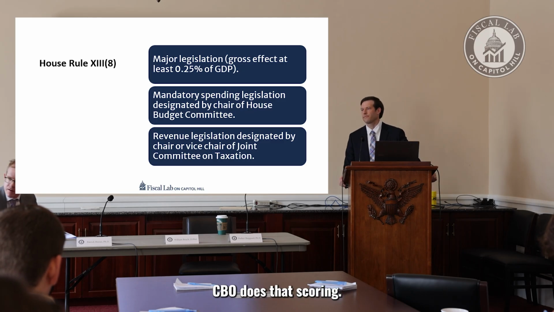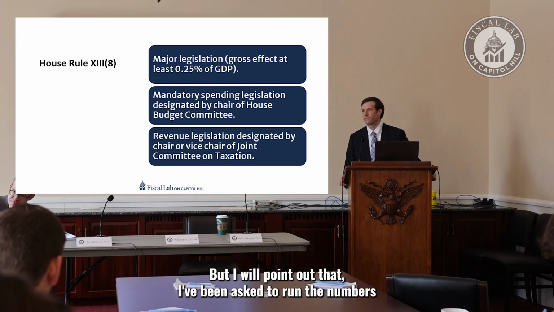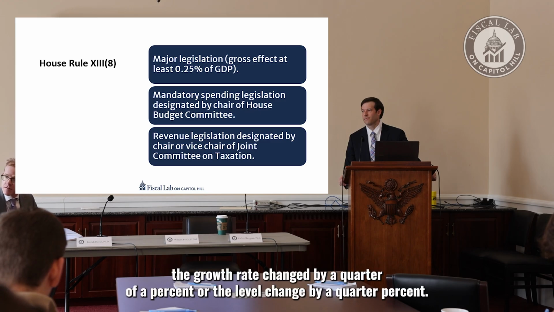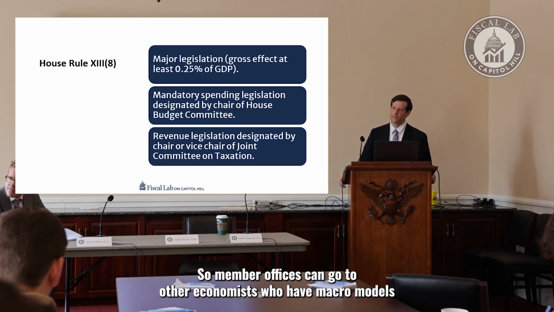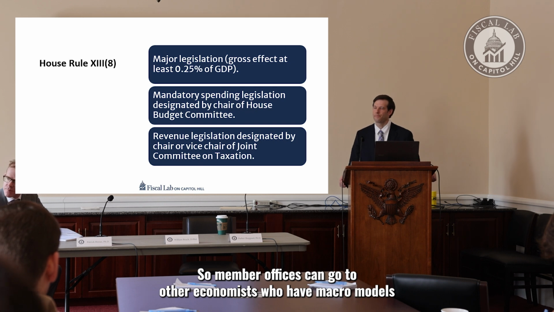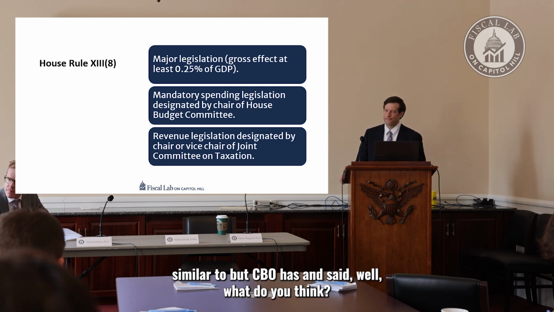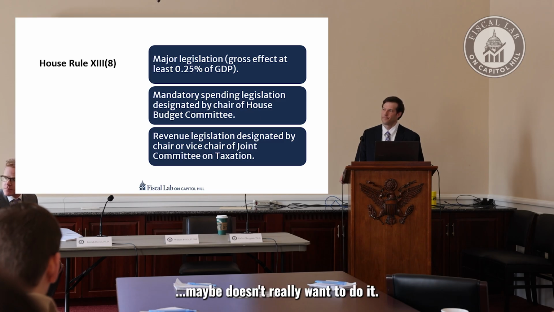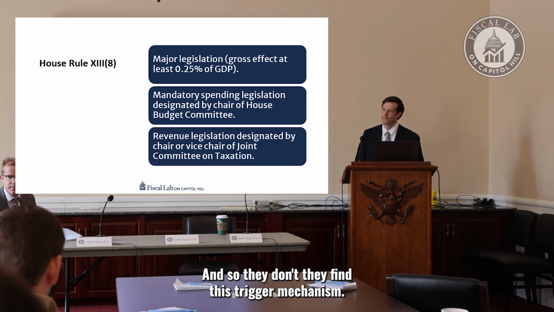That's very true. CBO does that scoring. But I will point out that I've been asked to run the numbers and to see whether or not the growth rate would change by 0.25% or the level would change by 0.25%. So member offices can go to other economists who have macro models similar to what CBO has and ask, well, what do you think? And then you could, because sometimes CBO maybe doesn't really want to do it, and so they don't find this trigger mechanism.